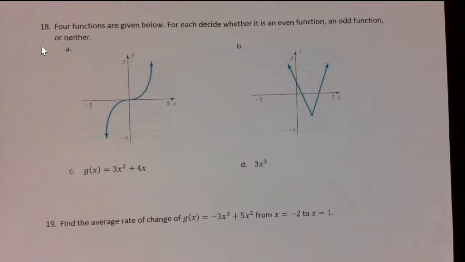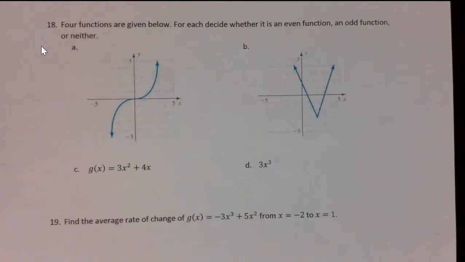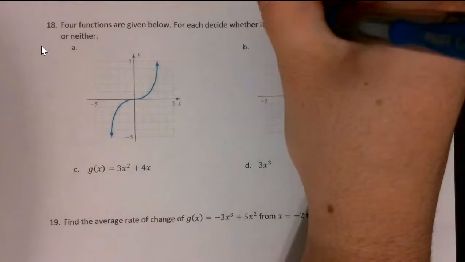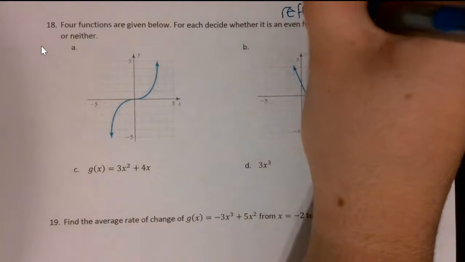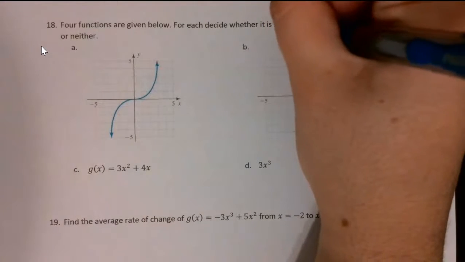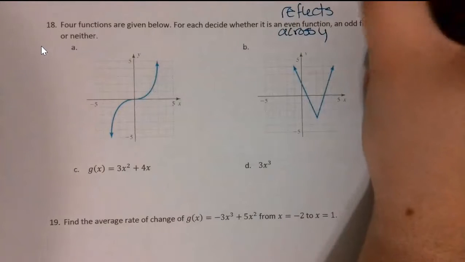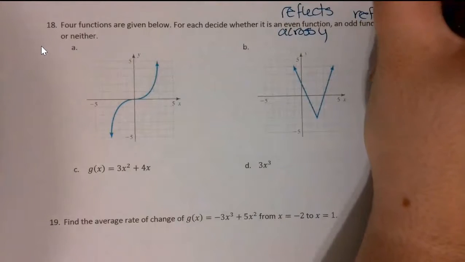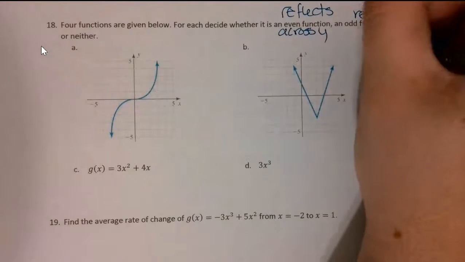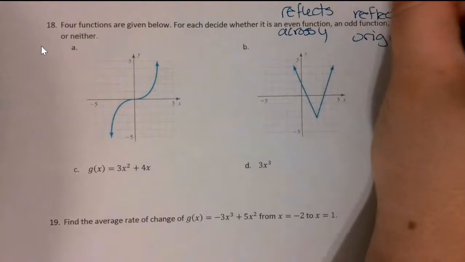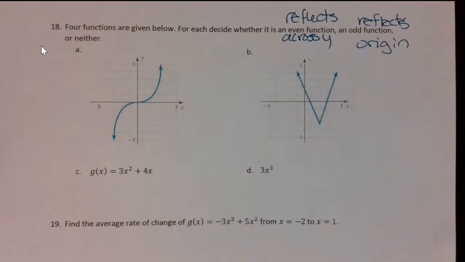On number 18, it wants us to decide if it's even, odd, or neither. Even reflects across the y-axis. Odd reflects across the origin. And then neither either doesn't reflect at all or just is a funky graph.